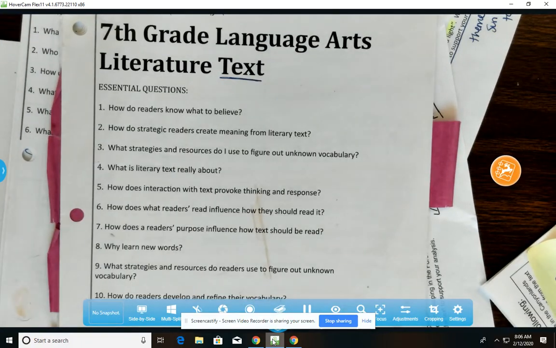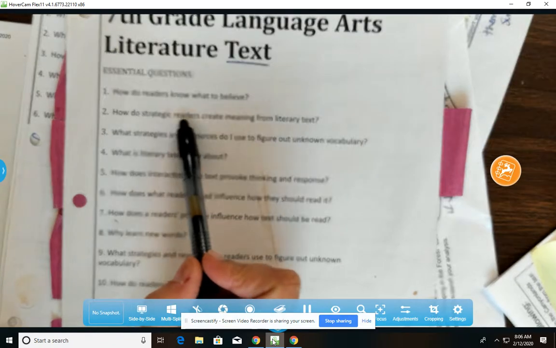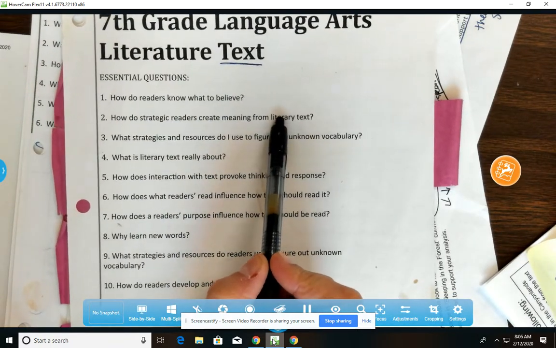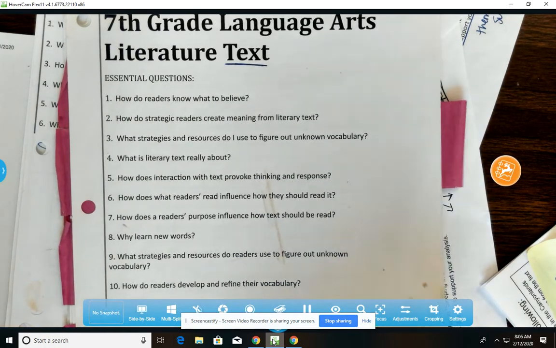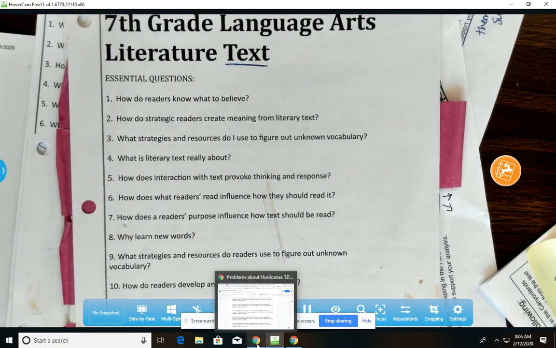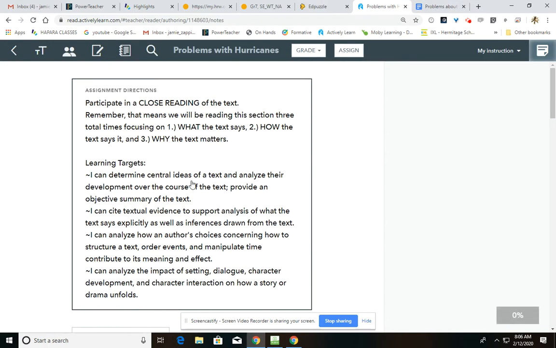Hello, today we're in the 7th grade Language Arts Literature text packet, and we're going to look at how strategic readers create meaning from the text, as well as what literary text is really about. As we look at these two areas, we are going to participate in a close read of a few poems today, tomorrow, and Tuesday. We're going to close read them to look for what the text says, how the text says it, and why the text matters.